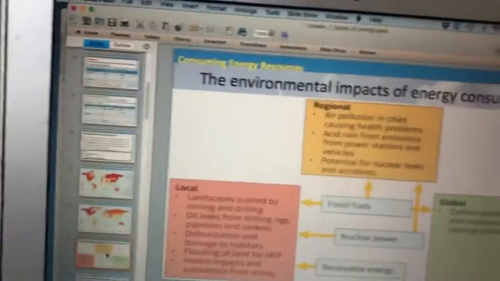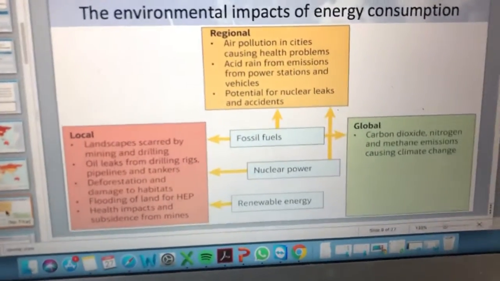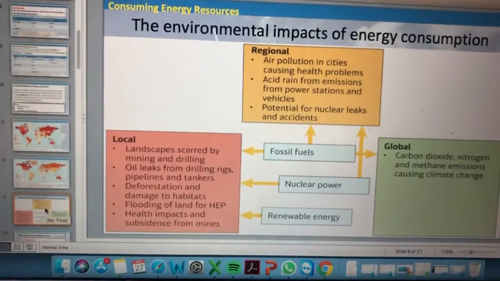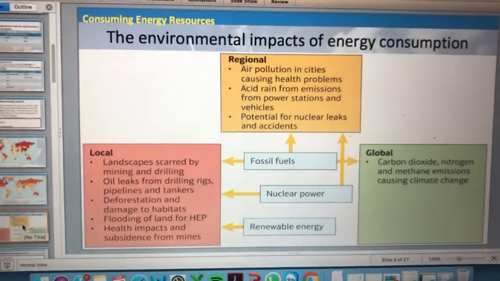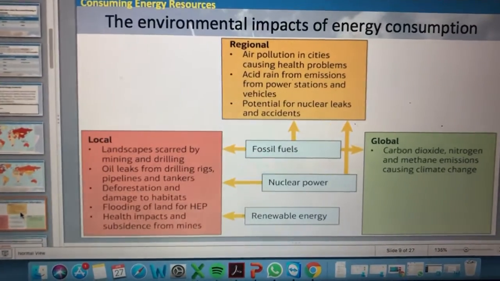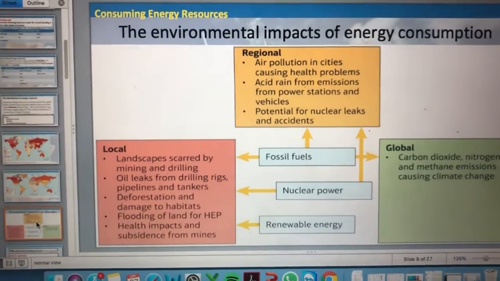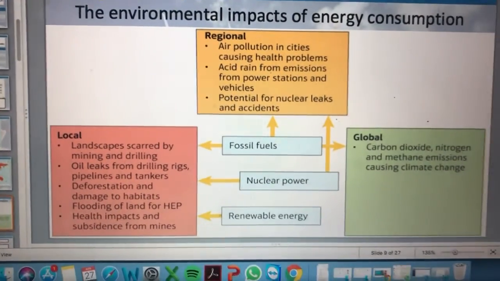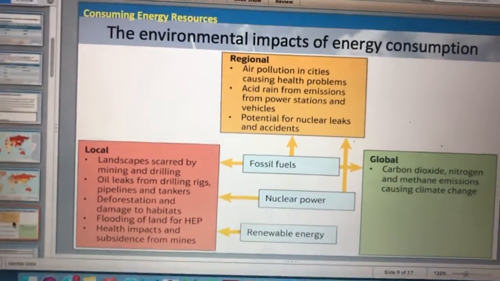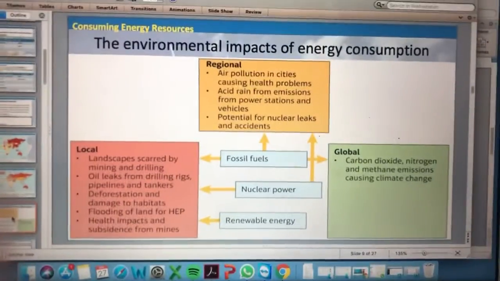But then we look at the environmental impact. So nuclear, now maybe you saw that TV documentary, Chernobyl, that would be one example of nuclear. The Fukushima in Japan, what occurred there. And then there are several other things. So you've got the local, the regional, and the global impacts, okay? So just note them down.